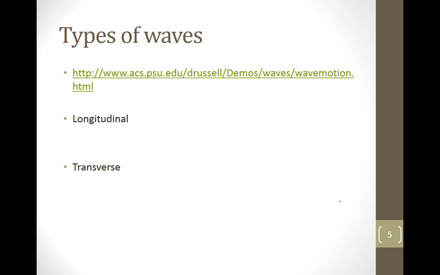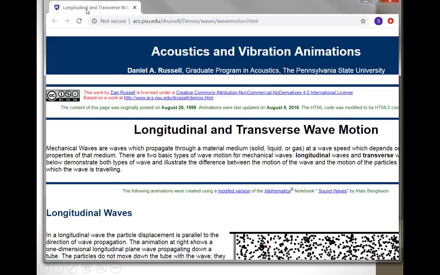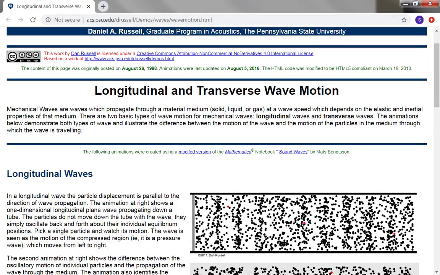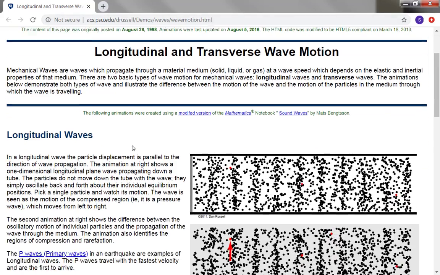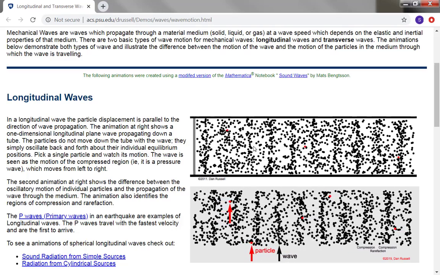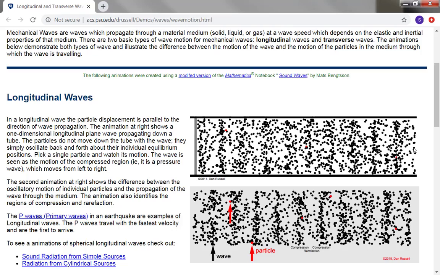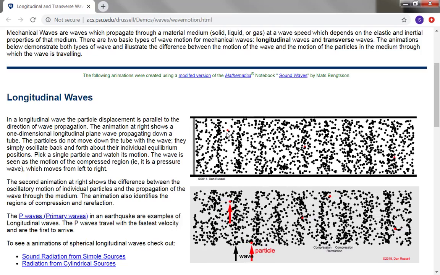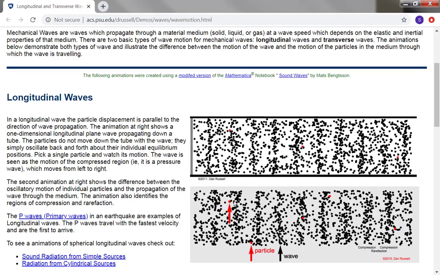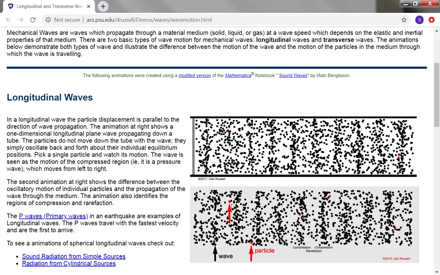There are 2 types of waves. This website does a good job of illustrating the 2 types of waves. So let me bring it up and show you. Okay. The 2 types of waves are longitudinal waves. So this illustrates longitudinal waves. And if you look, the wave is propagating to the right. But if you watch one of the red dots, they even have it labeled down here, it oscillates back and forth, left and right, left and right.